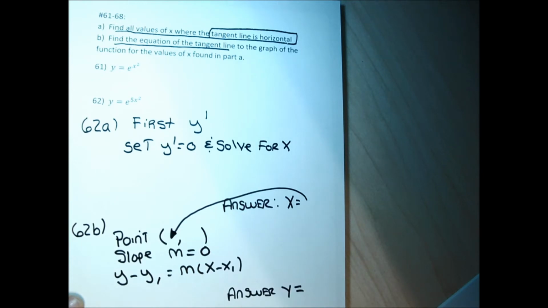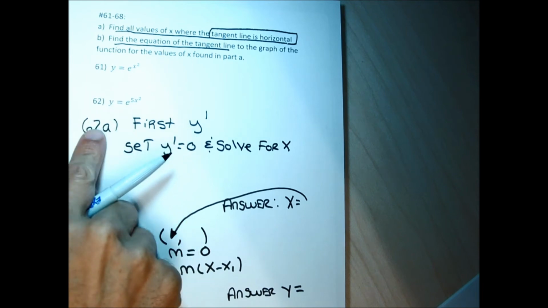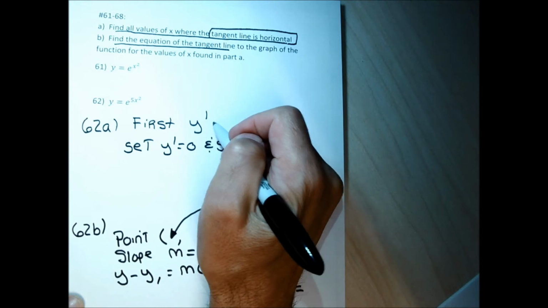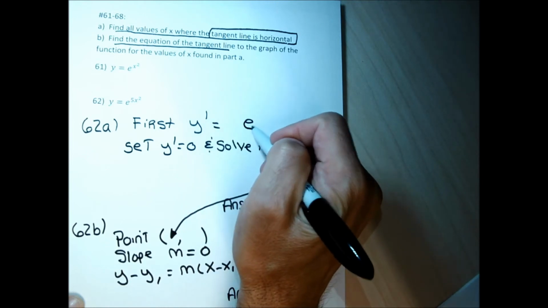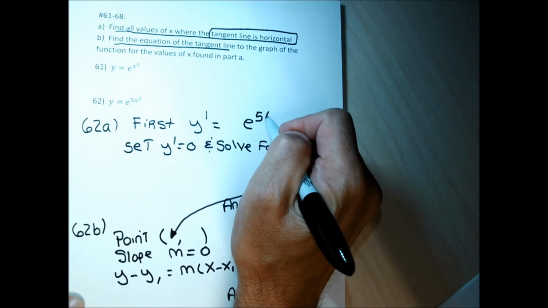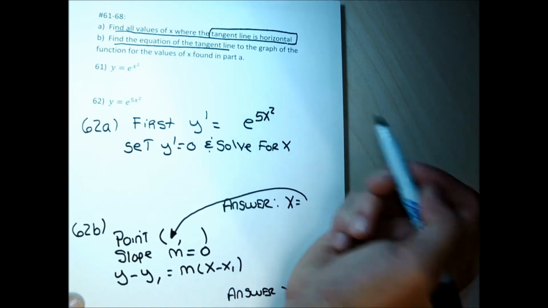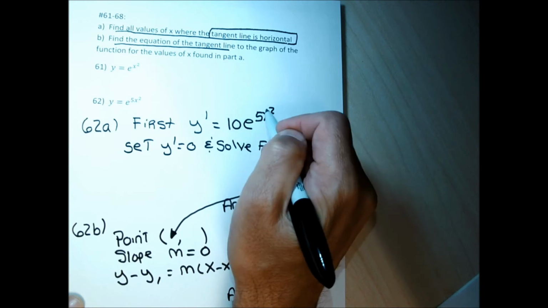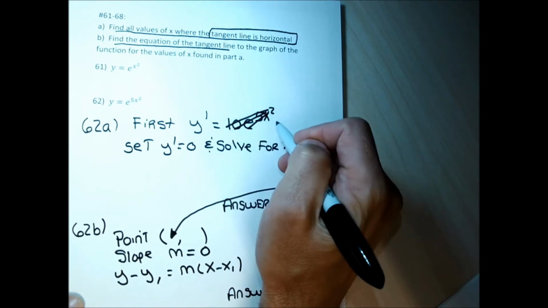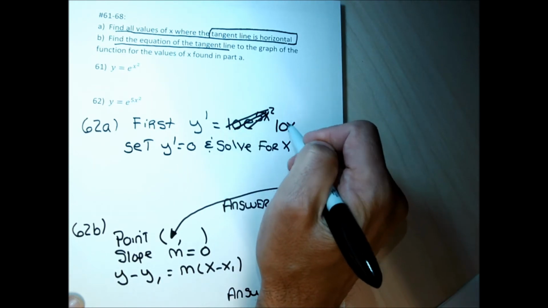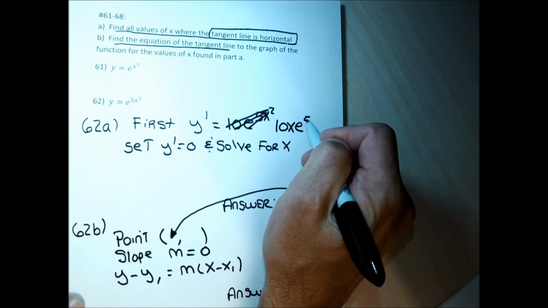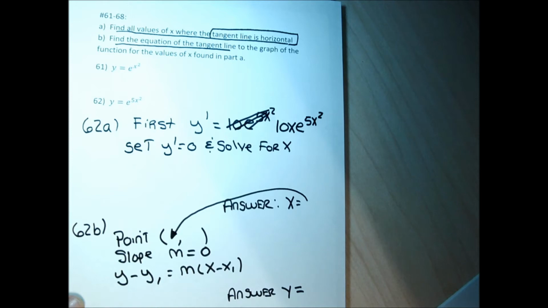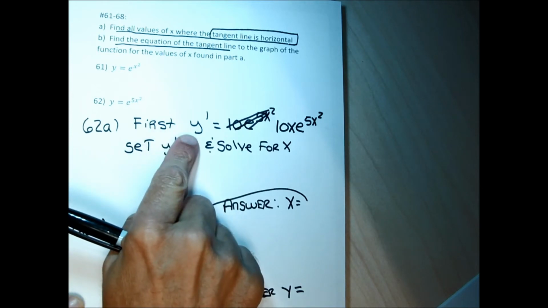So first, part of 62, part A: find the values for x where the tangent line is horizontal. I take the derivative. And e functions are real easy to find the derivative of. You just take the e function, how it's given to you, and multiply by the derivative of the exponent. And that should give me y prime is 10x times e to the 5x squared, because the derivative of 5x squared is 10x.